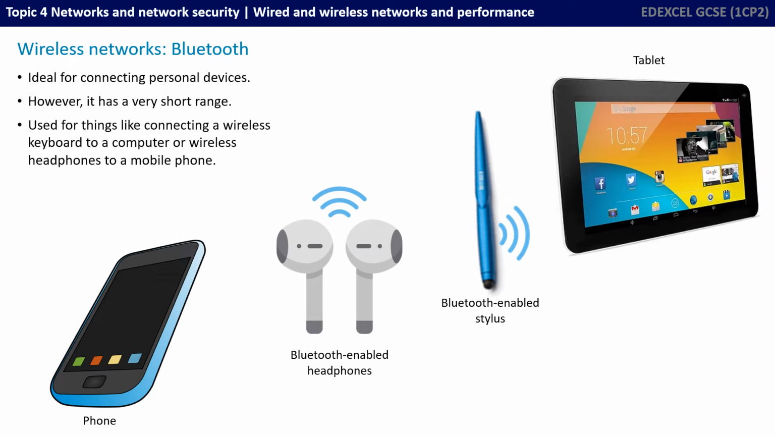Bluetooth is another, more modern and increasingly popular method of connecting devices wirelessly. It has a very short range compared to Wi-Fi, but it also consumes a lot less power. This makes it ideal for connecting personal devices as shown here.